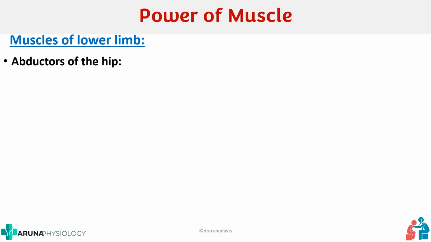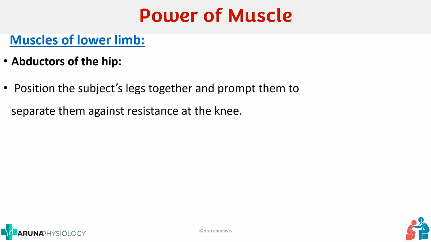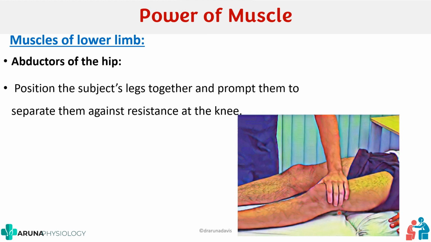For abductors of the hip, you do what? Just the opposite of the other. So here we first position the legs together and then we ask them to separate them against resistance at the knee. So here in this case, we ask the subject to move it away from the midline, but we will apply resistance against it. The subject wants to separate the limb, but we will not allow it. So that is how we will test for abductors of the hip.